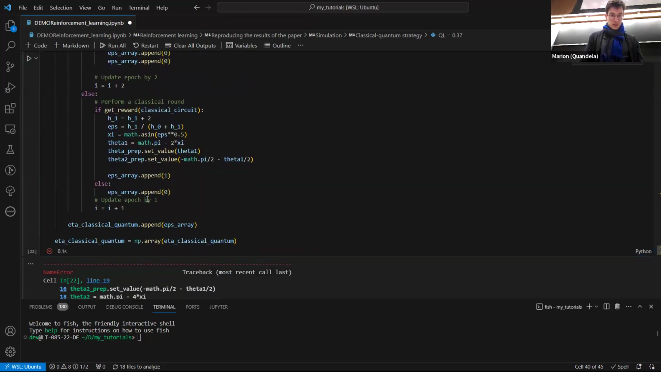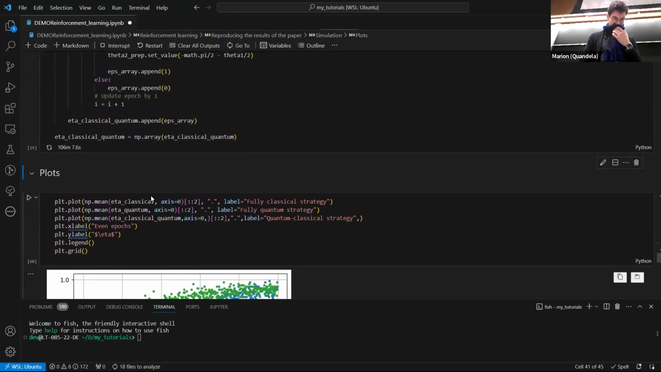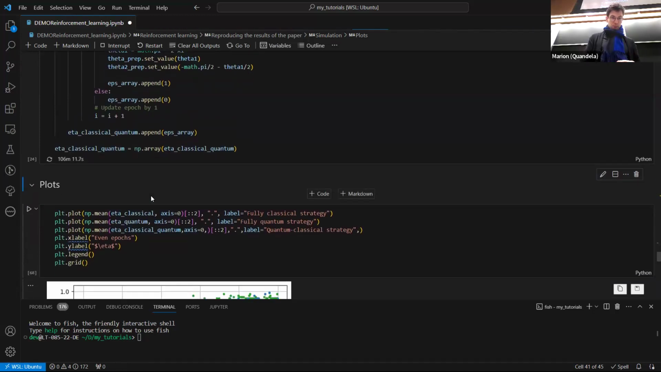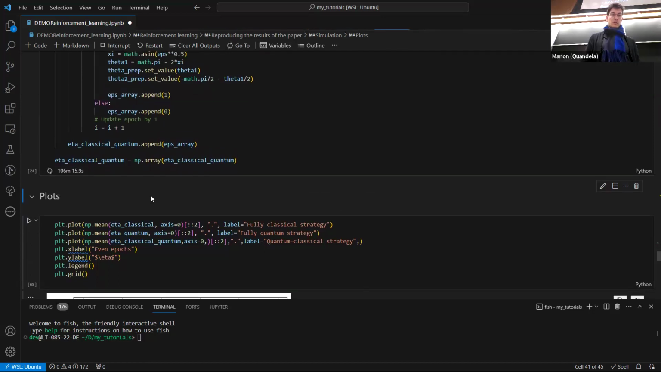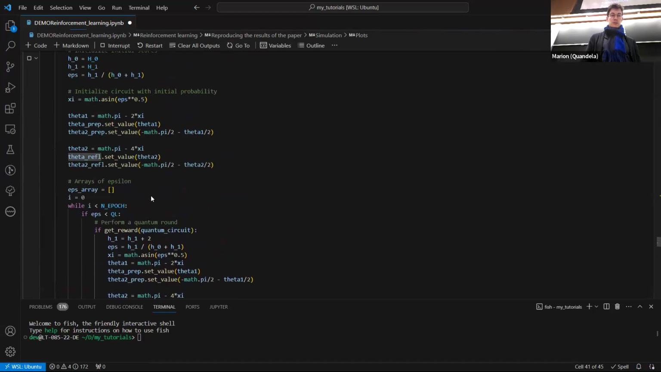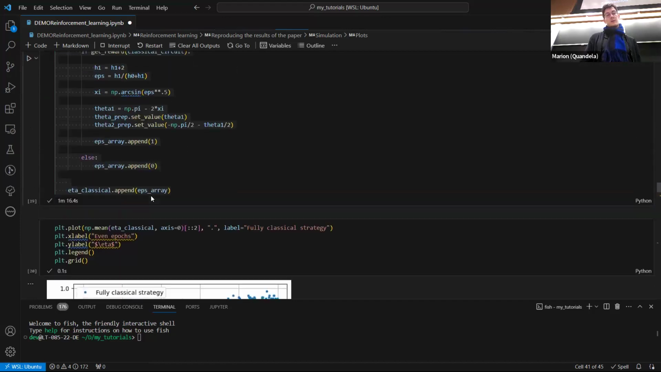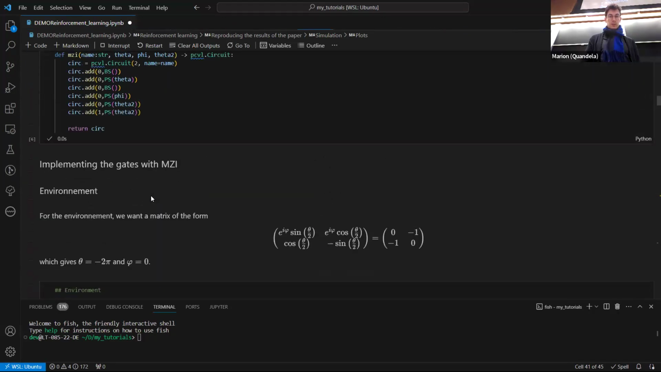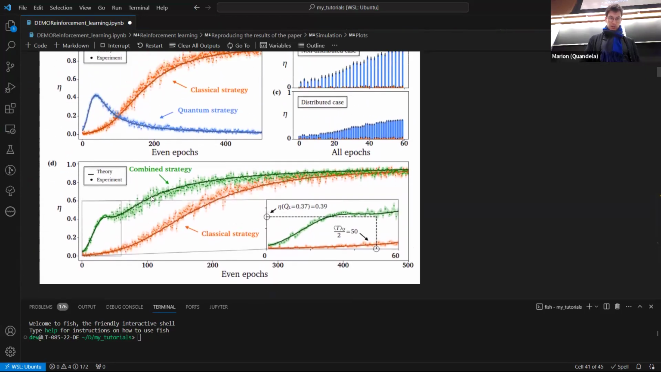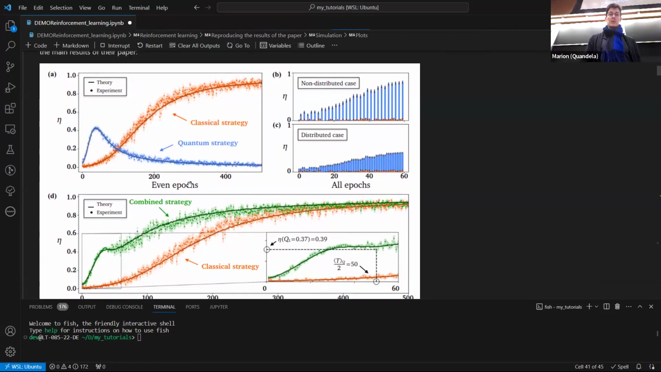Does this work? Okay. And so hopefully with this last run, we will be able to obtain these plots: the classical strategy, the quantum strategy, and then the combined strategy.